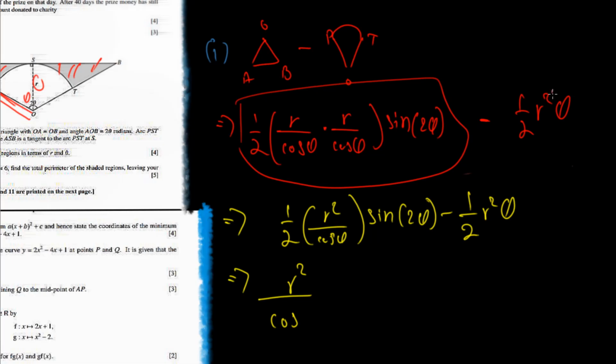By the way, one second. Theta is going to be 2 theta, right? I'm using the formula for the area of a sector. Area of sector is 1 by 2 r square theta. So 1 by 2 r square theta is 2, so 1 by 2 r square 2 theta, right?